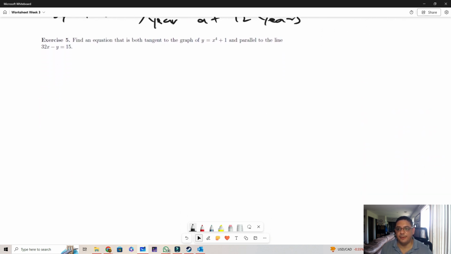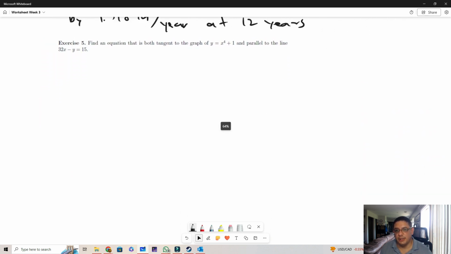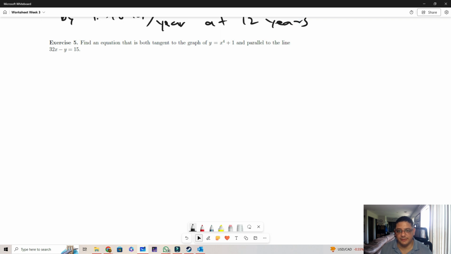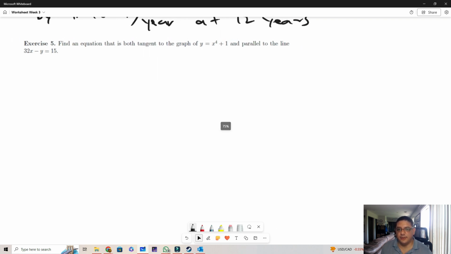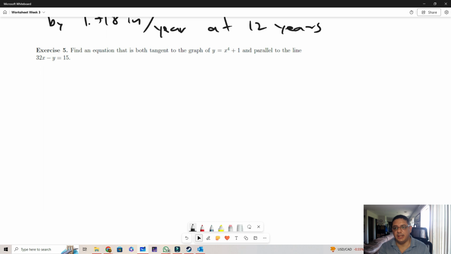Now, for exercise number 5, we want to find the equation that is both tangent to the graph of y equals x to the 4 plus 1 and parallel to this line. So, it says to find an equation that is both tangent to this. If we want a line tangent to this, we're going to use the derivative at a certain point. So we get the derivative, y prime equals 4x cubed.